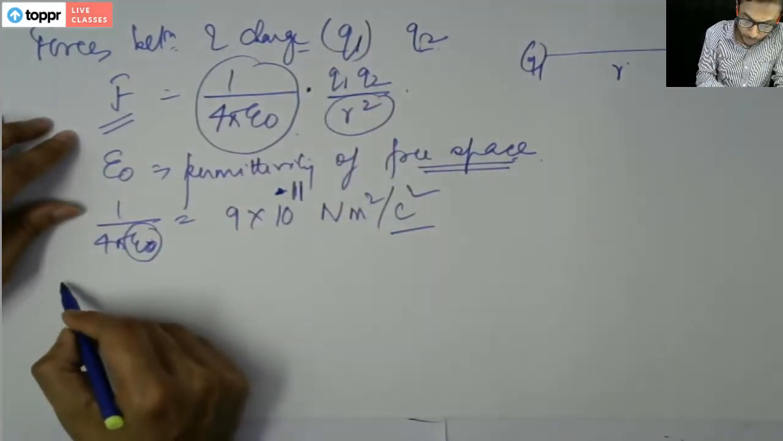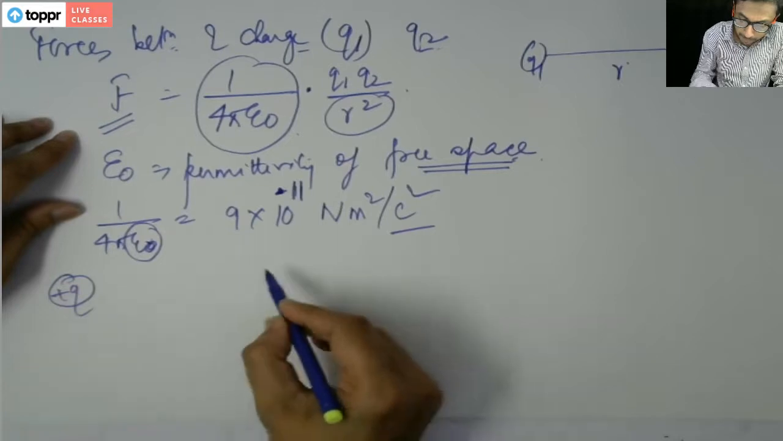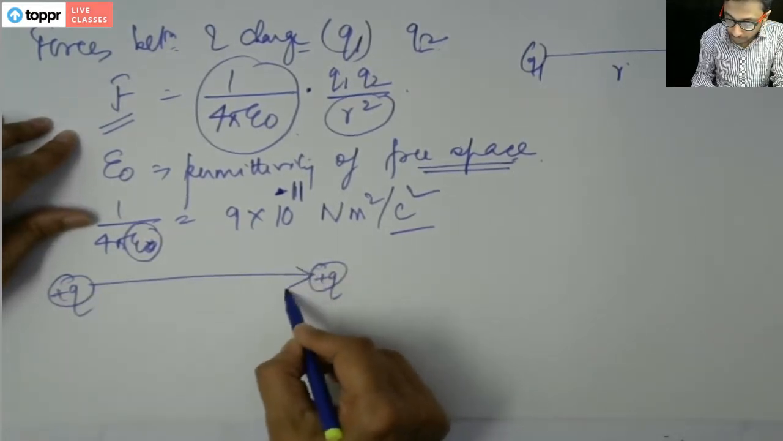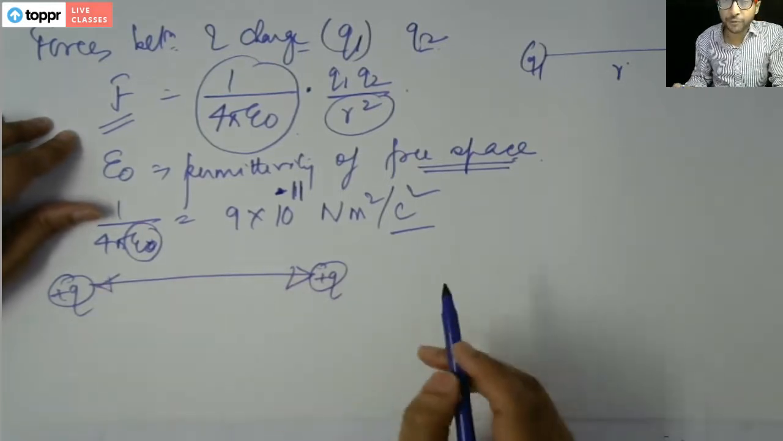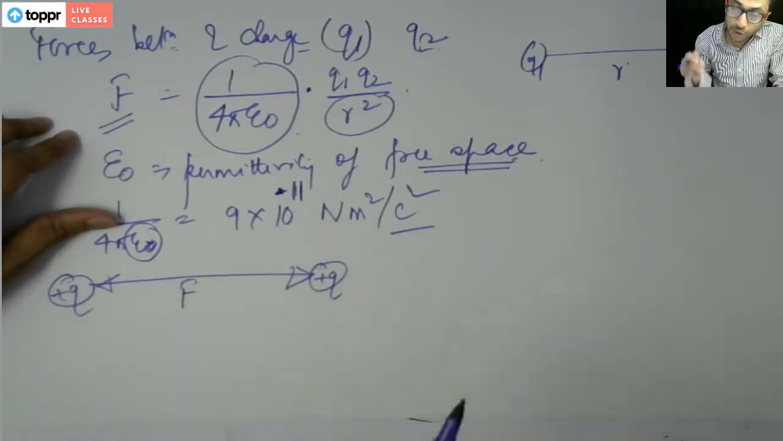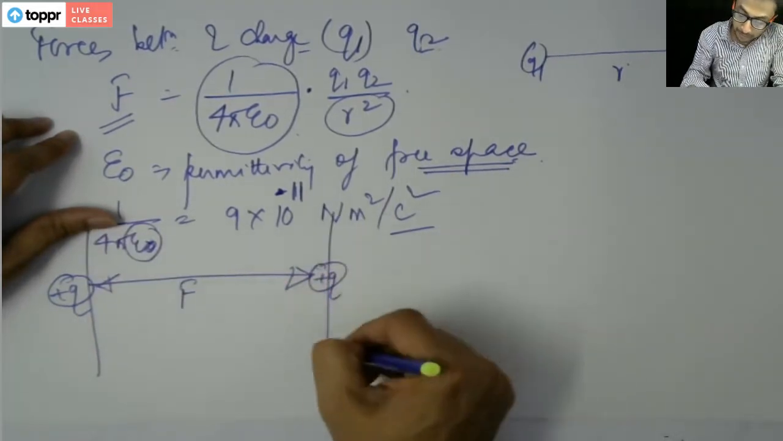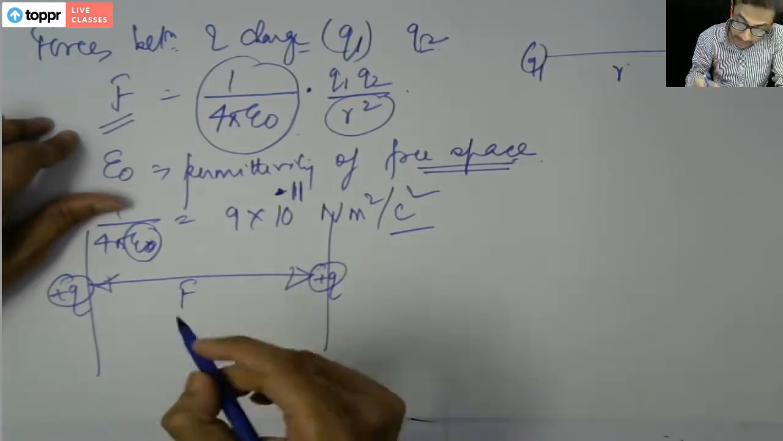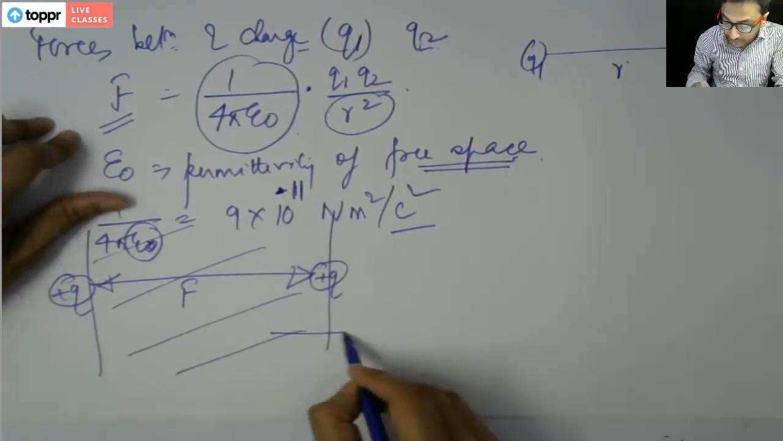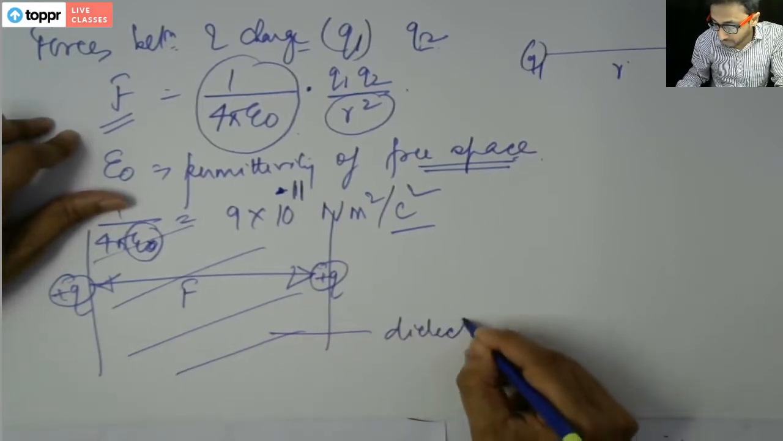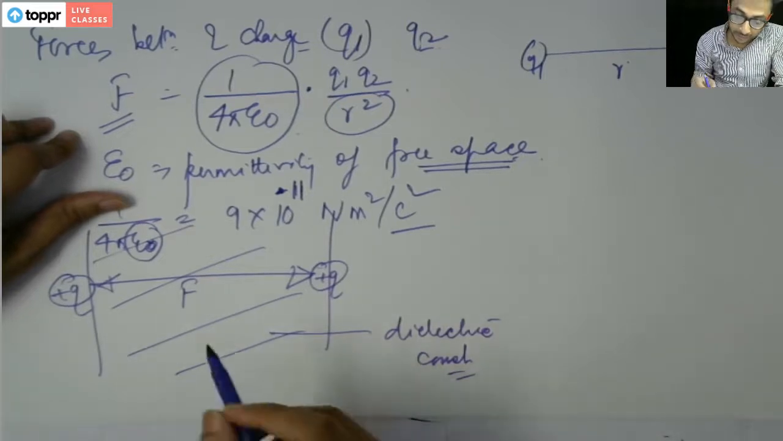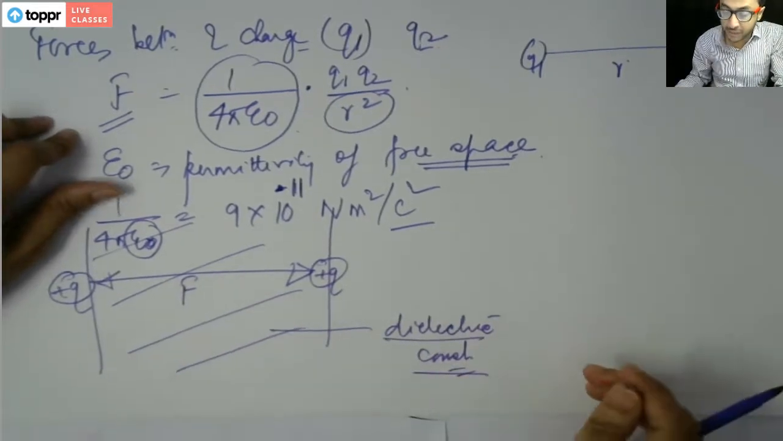Now, suppose there is a force of repulsion between these two charges when the medium is free space. Now, instead of free space, some dielectric is inserted between them. Now, what do we mean by the word dielectric constant?